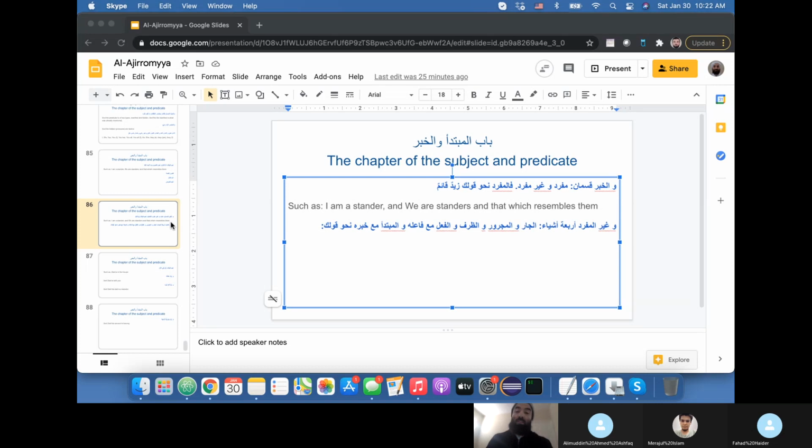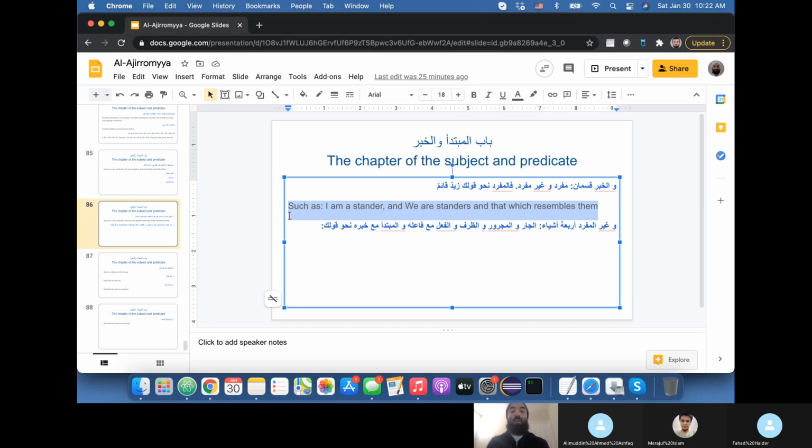Okay, so the first sentence, al-khabaru qismani. The author says that the predicate is of two types. So let me go ahead and translate it. The predicate is of two types: singular and not singular.